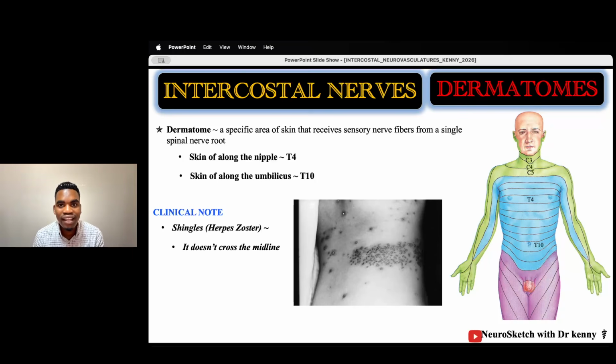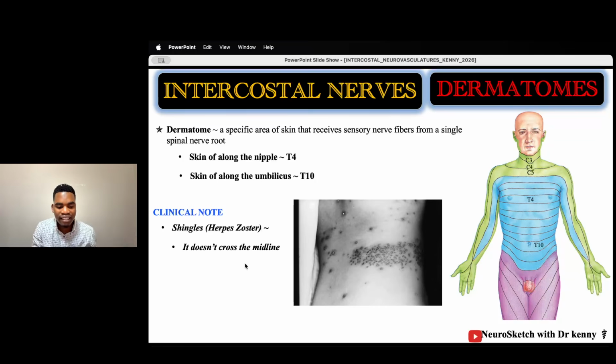Why is it important? In Swahili, you might have heard of something called mkanda wa jeshi. The mkanda wa jeshi is what is actually called shingles. And it is mkanda wa jeshi because it gives the impression of a belt. Why a belt? Because the nerve root which is affected supplies a specific belt-like region of the skin of the body, and this is called shingles.